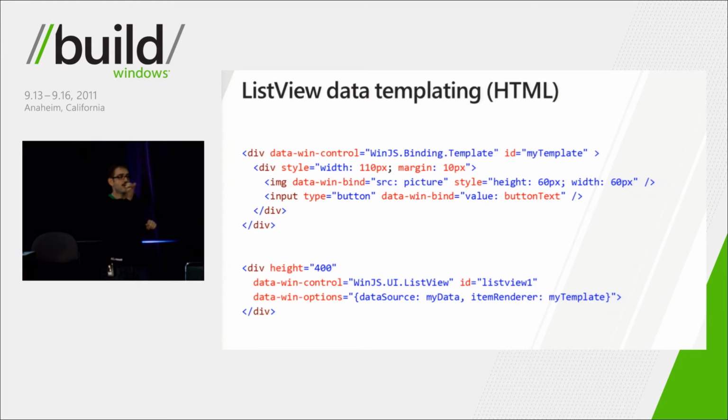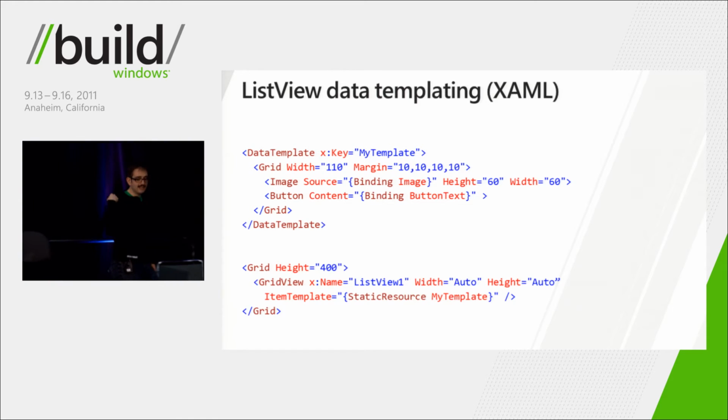So you can have a little heart, for example, inside the item that can be clicked on separately from the main item itself. And so this is the example in HTML. And we have the same exact thing in XAML. You can pass it a template. That template itself is a pure chunk of XAML.